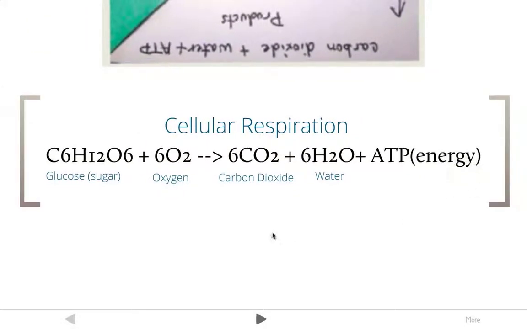And the formula for cellular respiration is just the opposite. We start out with glucose. We combine it with 6 oxygen molecules. That yields 6 carbon dioxide molecules and 6 water molecules. And it also produces energy, which is ATP in your cells.